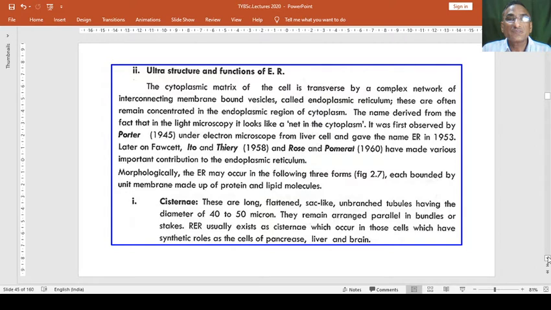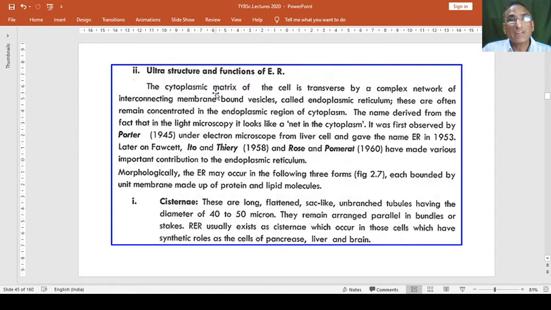Next is the ultrastructure and functions of the endoplasmic reticulum. We have seen first the plasma membrane, then the nucleus, then the nucleolus, and now the ultrastructure and functions of the endoplasmic reticulum, or ER.